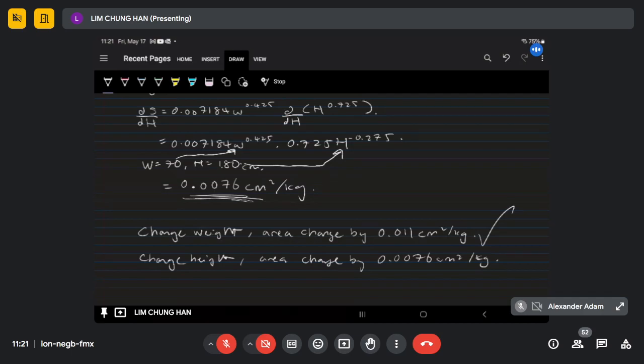So what does that mean? That means if you want to grow more skin, you increase your weight rather than height. That's what it means. Okay. If you want to grow more skin, you increase your weight, you can increase your skin faster than if you increase your height. Okay.